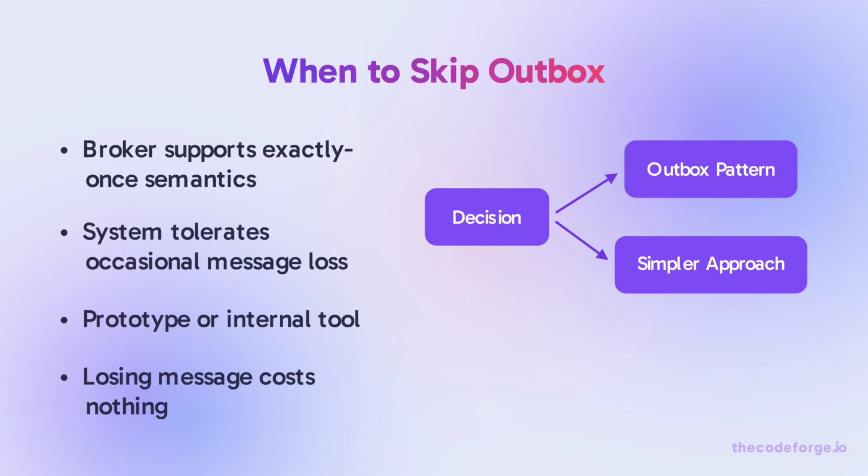The outbox pattern adds complexity. Don't use it if you don't need it. If your broker supports exactly once semantics, or your system can tolerate occasional message loss, or you're building a prototype, keep it simple. My rule: if losing a single message costs you money or reputation, use the outbox pattern.